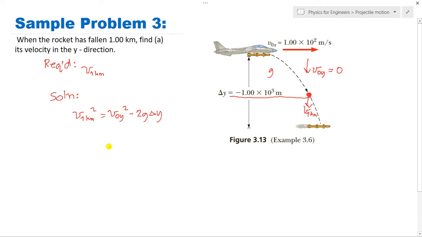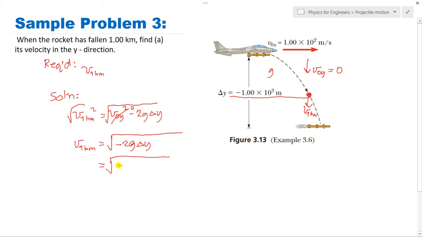So, dito na class, you need to be very consistent with your units. So, take the square of both sides. Square root of both sides, we have the velocity at 1 km is equal to the square root of V0y squared minus 2g delta y. And what's our V0y class? We don't have, so this is 0. So we have negative 2g delta y.